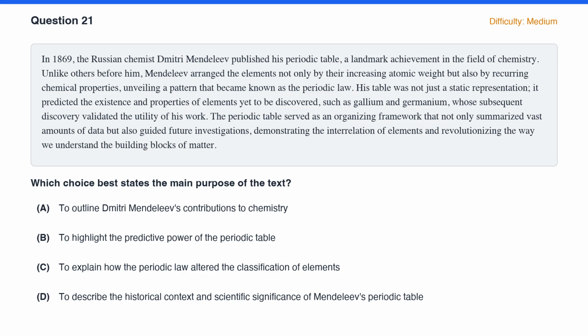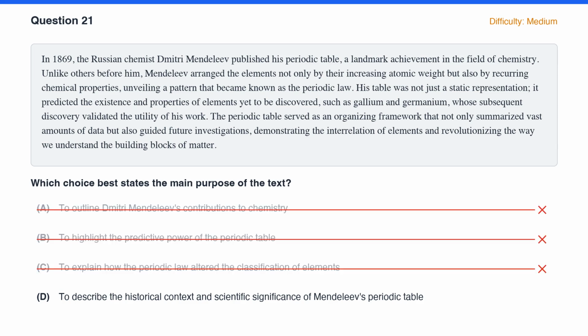The text blends historical background, the science behind the periodic law, and the table's lasting impact, so the right answer should cover both the historical setting and the scientific significance. Choice A is too narrow because the passage centers on the periodic table itself and its impact, not a survey of Mendeleev's broader contributions. Choice B names only one supporting detail, the prediction of gallium and germanium, which illustrates significance but is not the overall point.